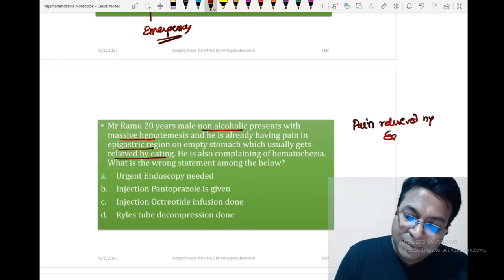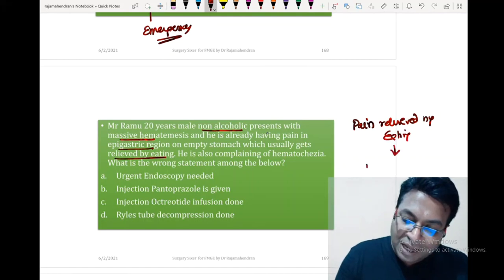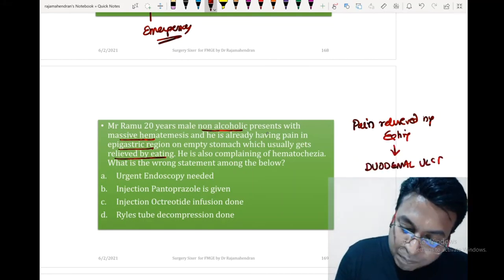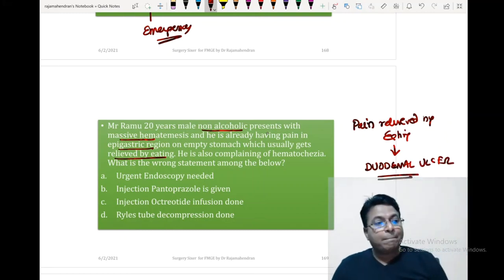Pain relieved by eating, what is that? It is usually a duodenal ulcer. Please don't forget, it is usually a duodenal ulcer which causes pain relieved by eating. Pain relieved by eating is due to duodenal ulcer.